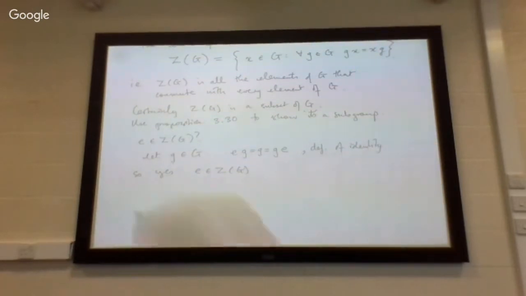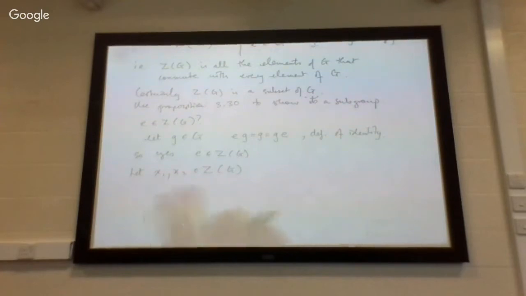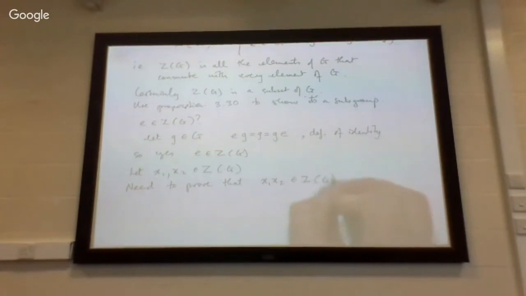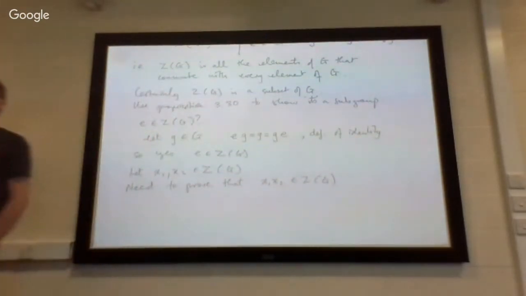Closure is the next condition. So I let x1 and x2 be in the center. I know the center is not empty, so I'm allowed to talk of elements within the center. I must now prove that the product x1x2 is in the center. If I can, then I know the center is closed under the operation. How do you prove something is in the center? You have to prove that it commutes with every other element.